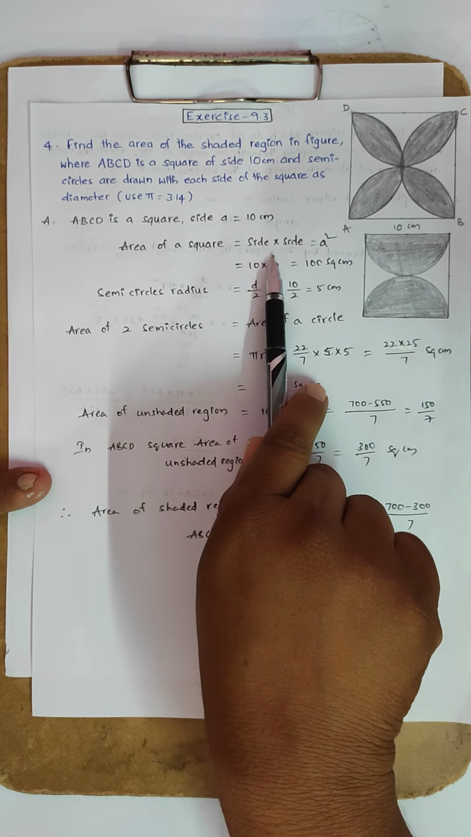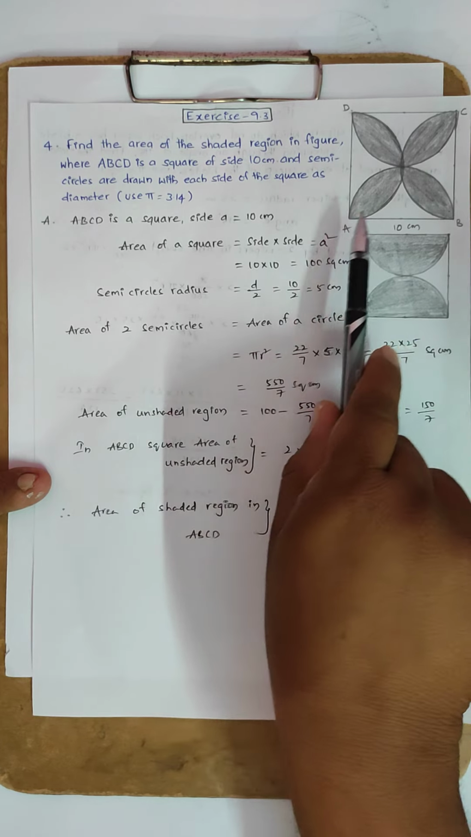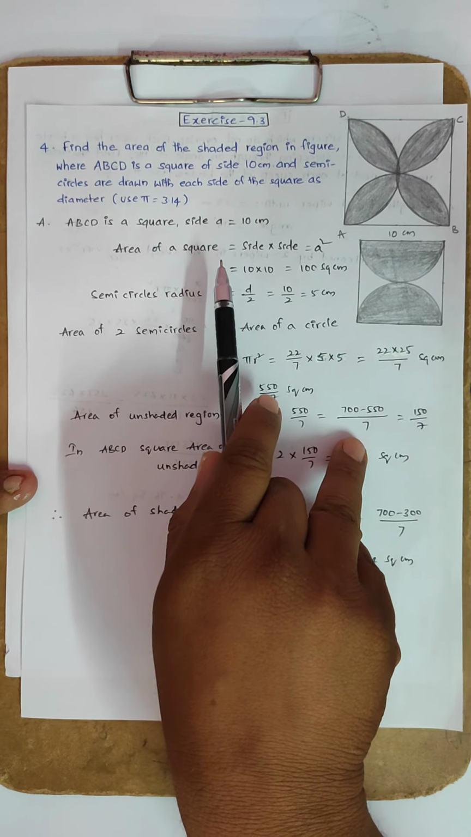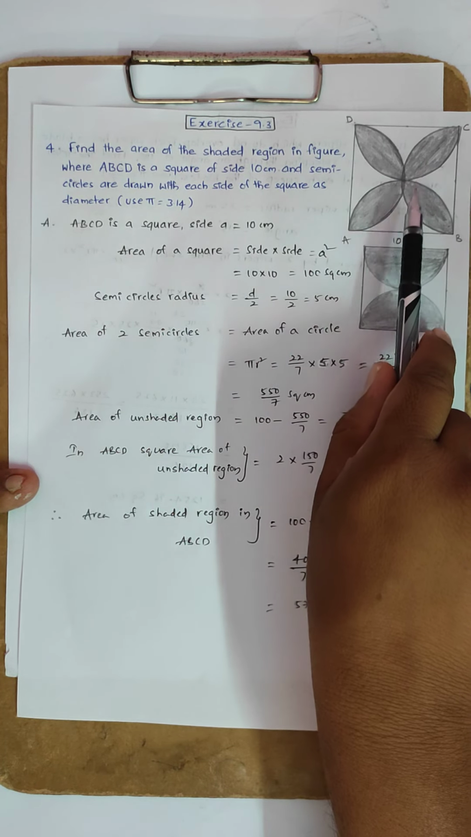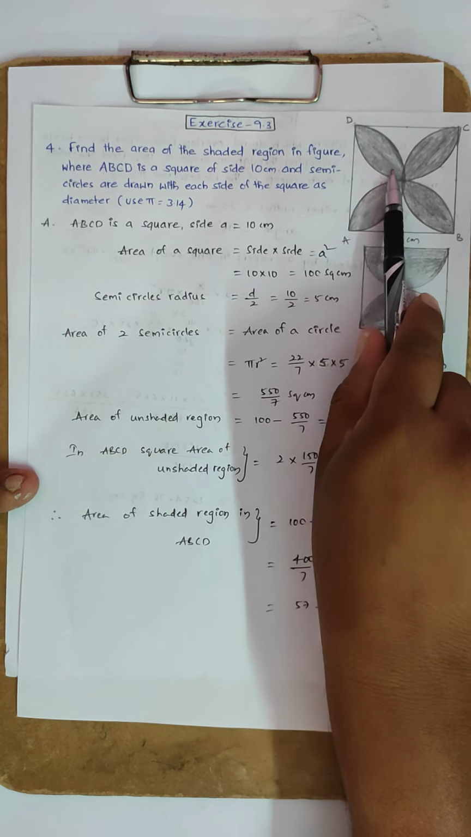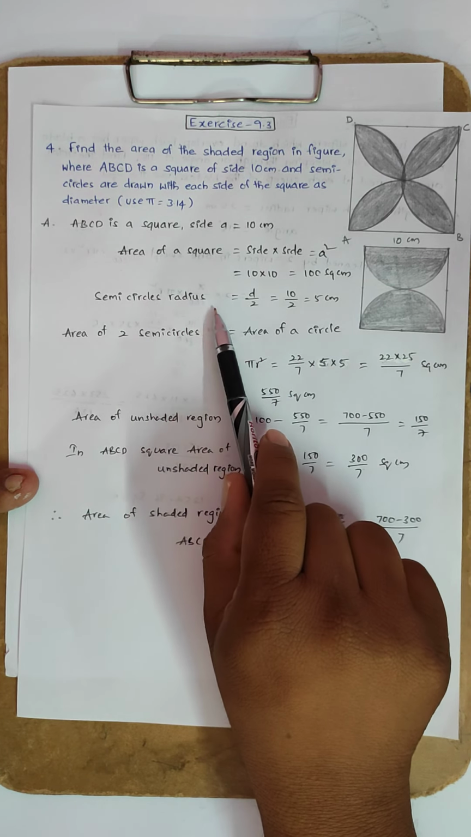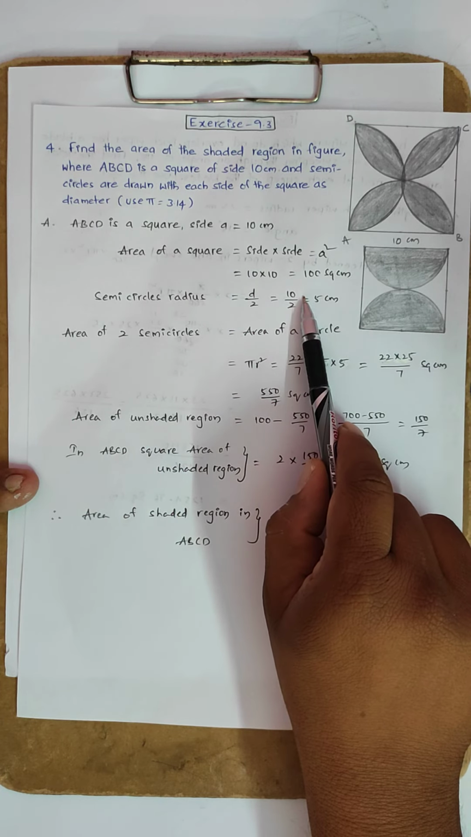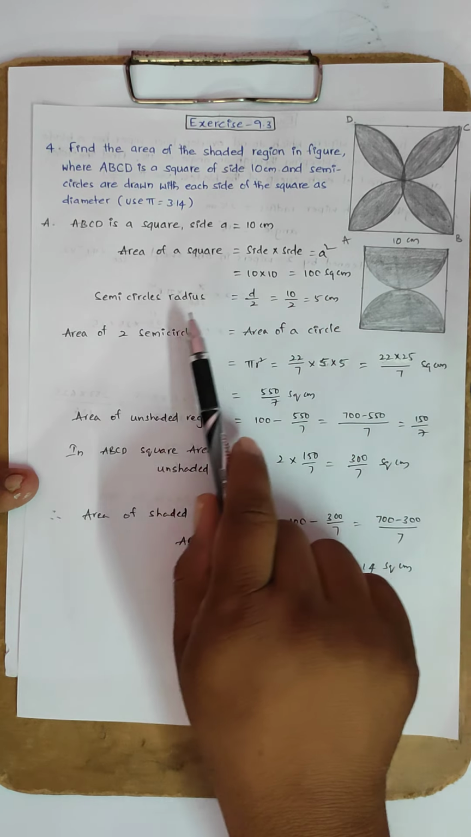The area of a square is equal to side into side, that means a square. 10 into 10 is 100 square centimeter. This 100 square centimeter is the area occupied by this square ABCD, the total area. But we are asked to find the area of only the shaded parts. Okay. Now the semicircle radius is diameter by 2, diameter 10 by 2 is 5 centimeter; its radius is 5 centimeter.